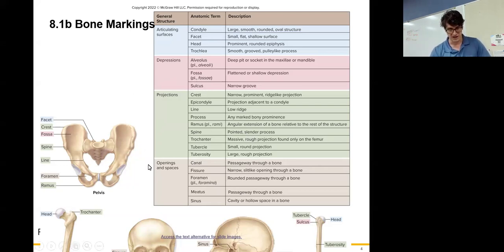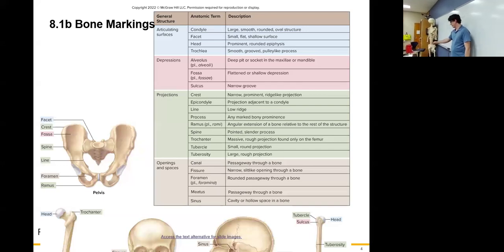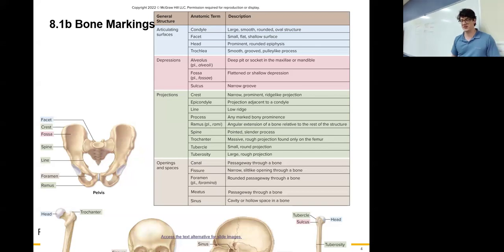A big one for projections, at least for today, is going to be process. So a process is a bony protuberance, okay? Like say this one back here on our vertebrae. Well, this is a bony protuberance, so we're going to call this a process. This is a bony protuberance. This is a process. Right beside that is another bony protuberance, also a process. Okay, so we're going to see process come up a lot. So whenever we say the word process, it just means we have a pointy bit of bone.